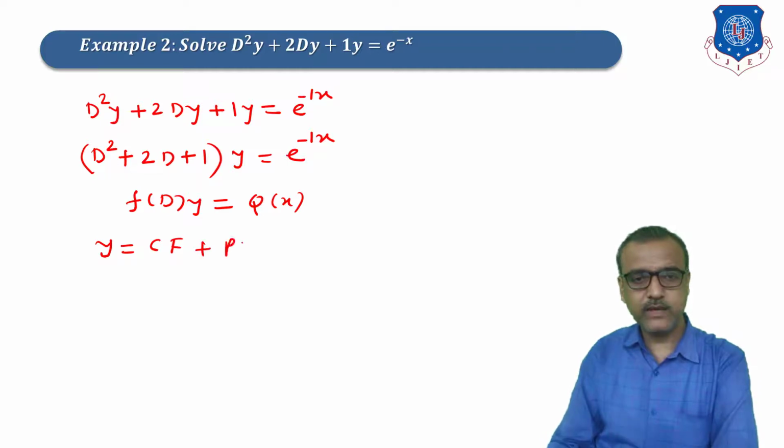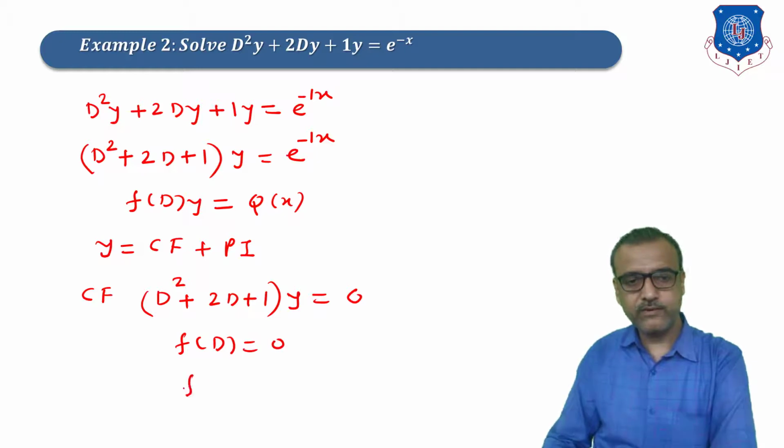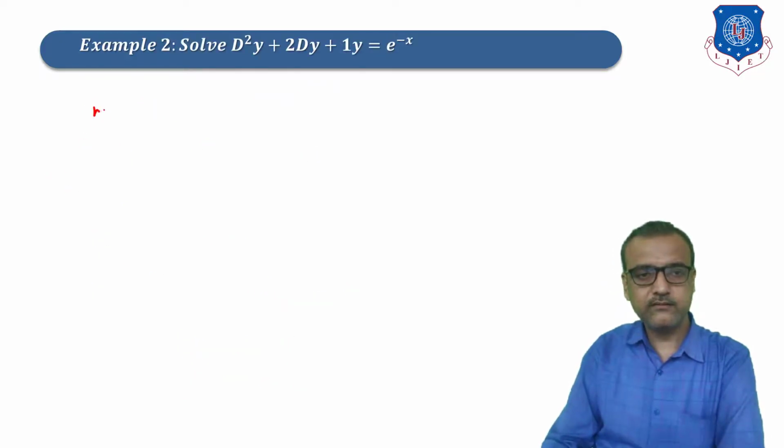So first of all we will find out CF. To find CF, we will make Q of x 0. It means we will solve the differential equation (D square plus 2D plus 1)y equals 0. Now to solve this differential equation, we will write down f(D) equals 0. We will replace D by m. So we have f(m) equals 0. So the equation is m square plus 2m plus 1 equals 0.